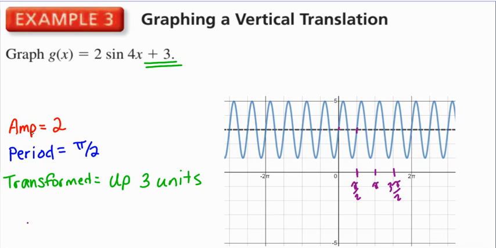Okay, so you can see that from the middle to the top, it's stretching up 2 units. It has a period from 0 to pi over 2, and it's been transformed up 3 units. So the midline right here is at 1, 2, 3.